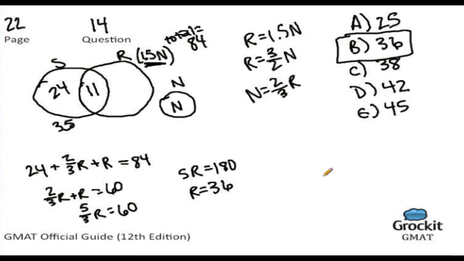The GMAT does like its overlapping sets because of the number of ways you can do things and the number of places you can insert variables.